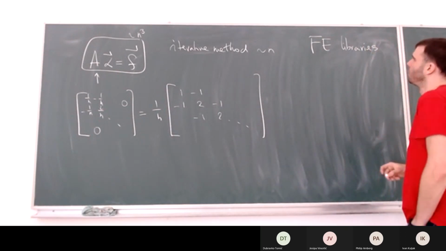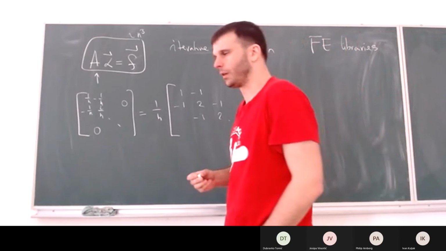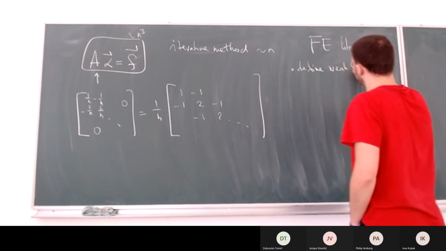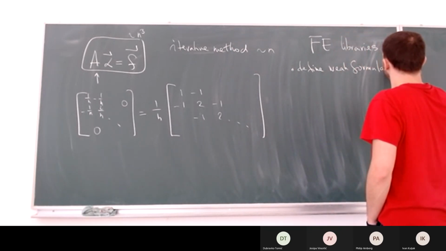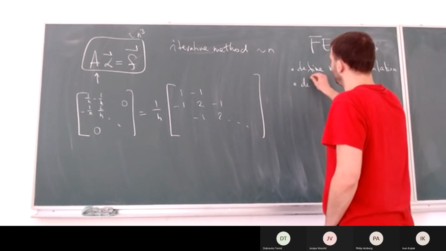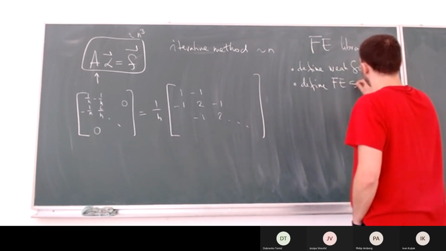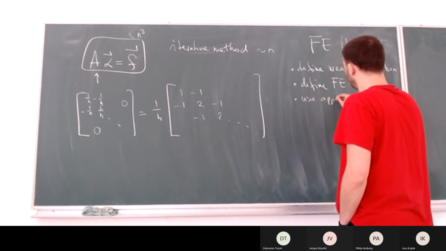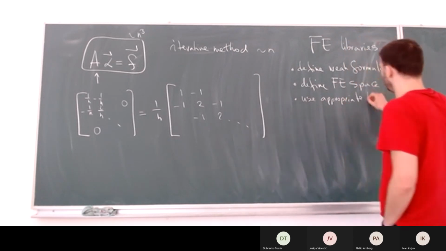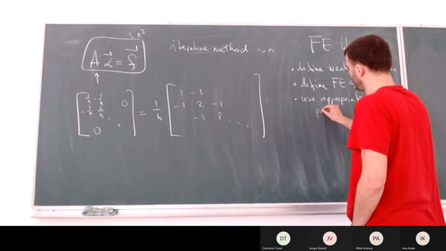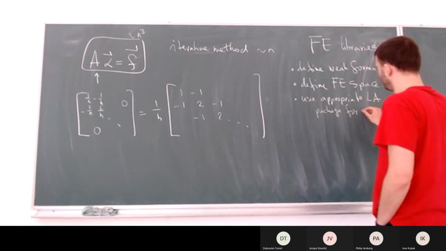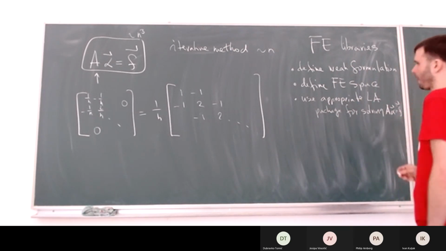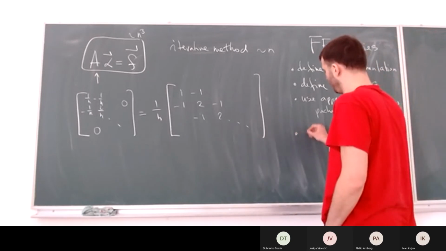So what do you usually have to do when using a library? You have to define the formulation, define the finite element space, and use an appropriate linear algebra package for solving A alpha equals F. Okay, and you have to construct a mesh.